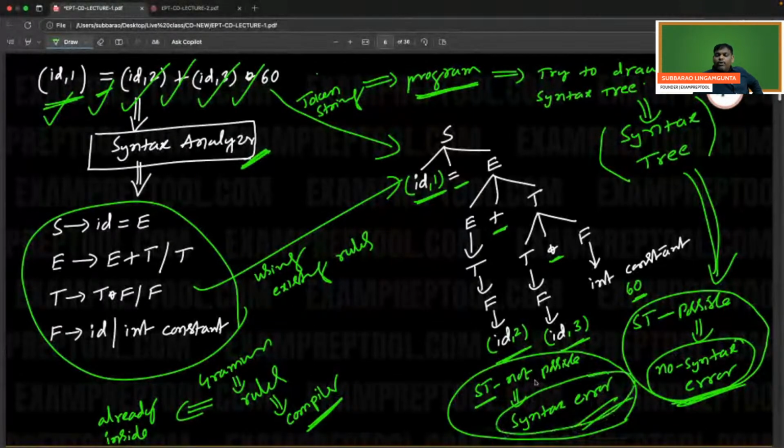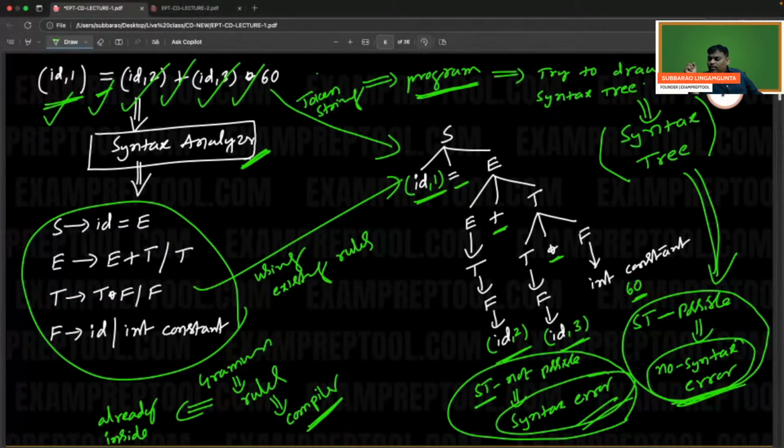Remember, can you help me now? Here, who is fixed? User program fixed, or rules fixed? Who is fixed here? User program or rules? Rules are fixed.